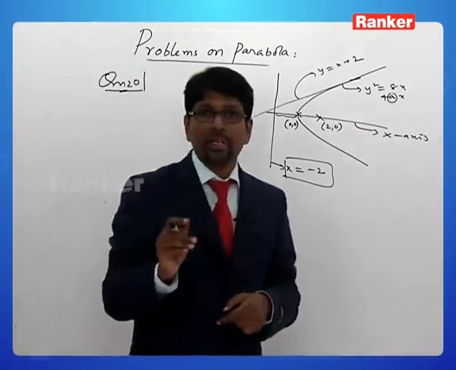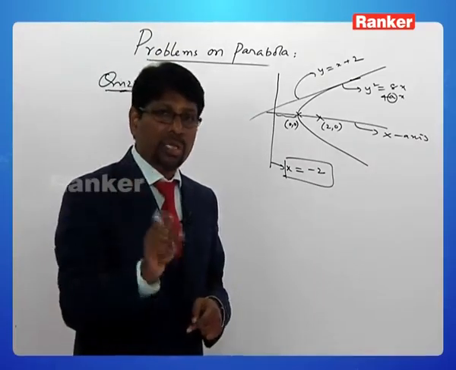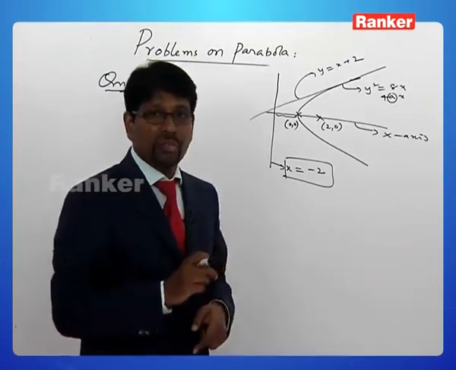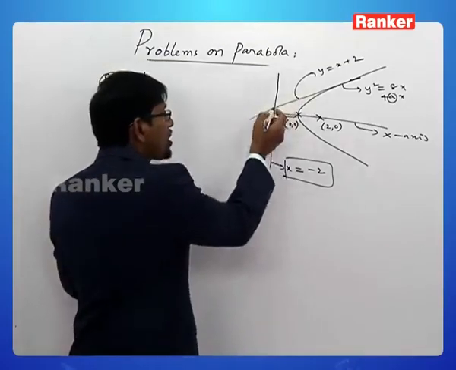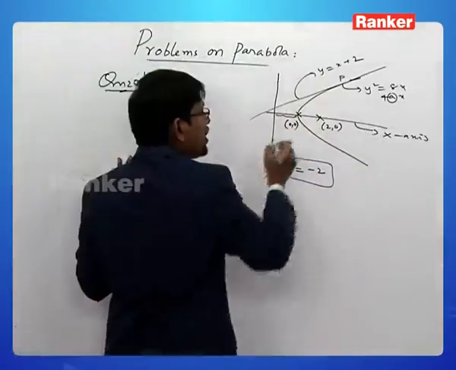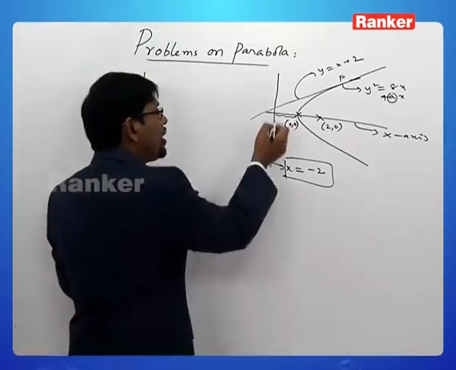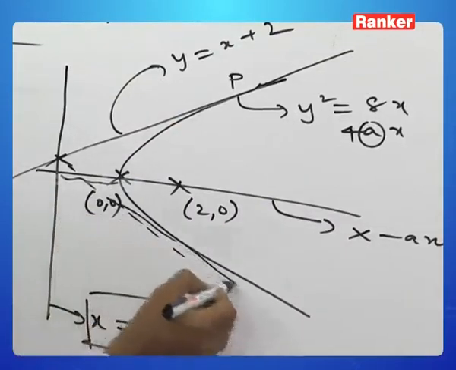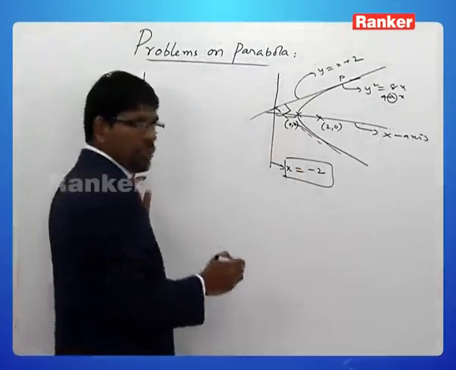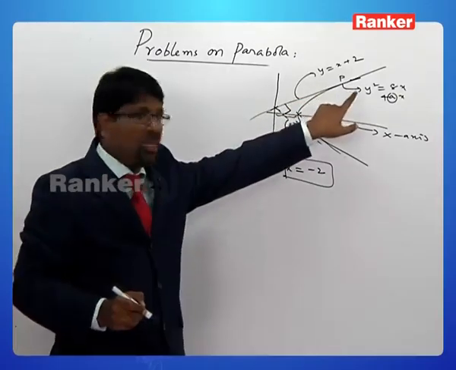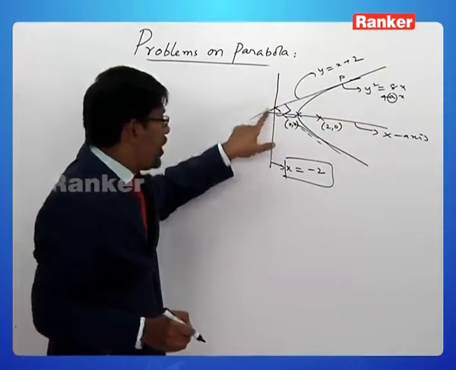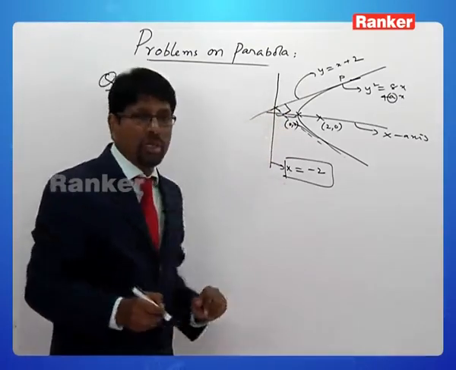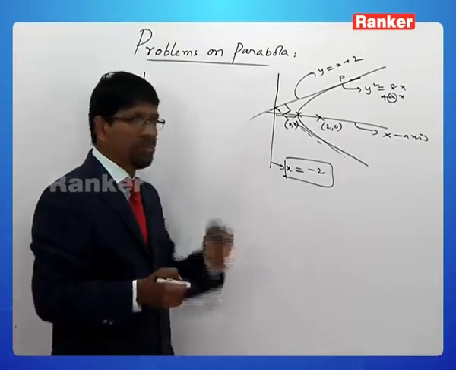We know one fact, that perpendicular tangents meet on the directrix, and perpendicular tangents can be drawn only from points on the directrix. So the point where the given tangent meets the directrix is the point from which we will be able to draw another tangent which will be perpendicular to it.